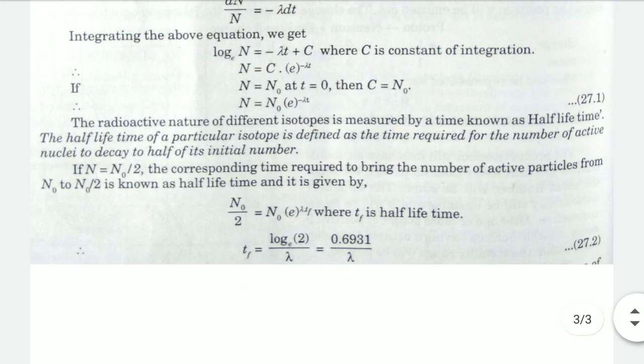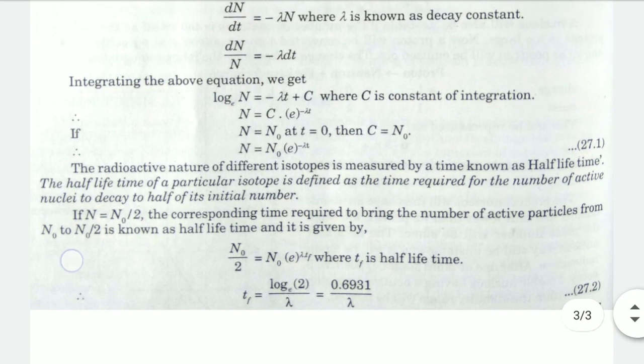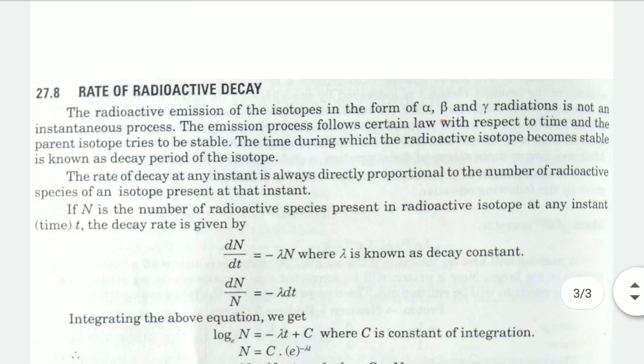Putting N equal to N0 by 2 in equation 27.1, we get N0 by 2 equal to N0 e raised to minus gamma tf, where tf is the half life. So tf is equal to log e of 2 divided by gamma. That log e of 2 is 0.6931, so tf is 0.6931 upon gamma. So this is the half life of a particular nucleus in decay time. Thank you.